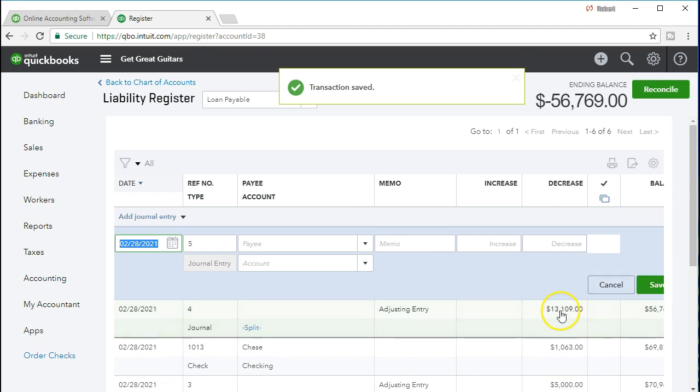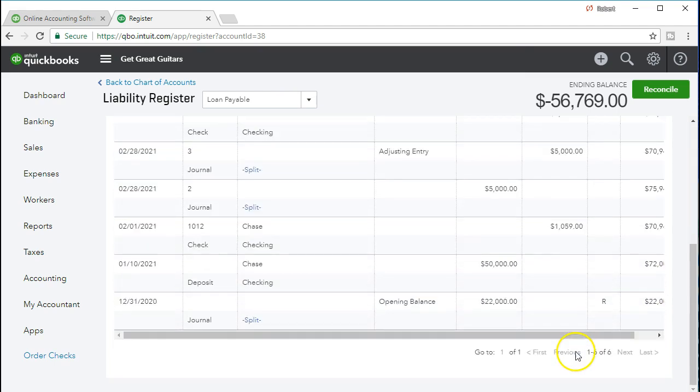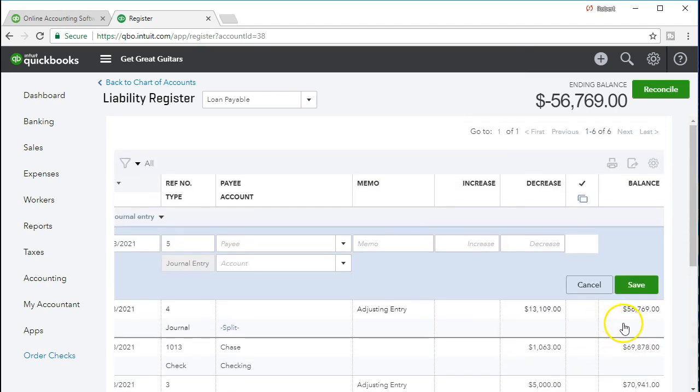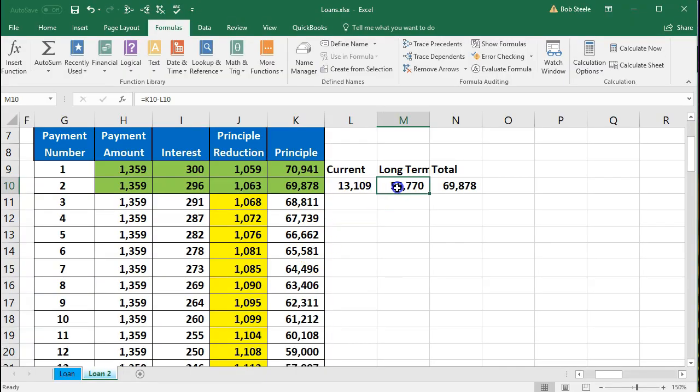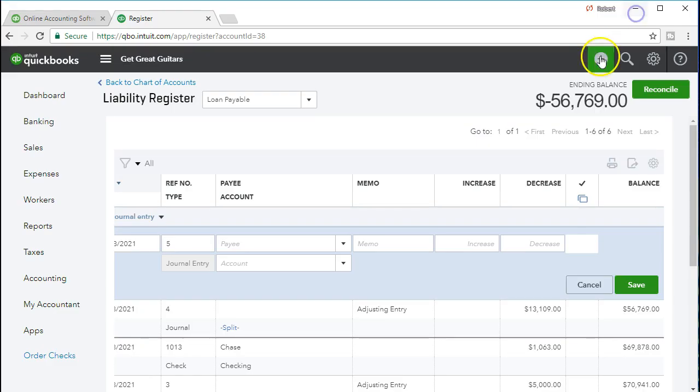And then once we do, we see the balance is 56 something over here. We can't really see the whole thing. 56,769. That is this balance. That's where we are at the end. So that's what we want. That looks good. Let's go to the current portion and check that out first in the register, then in the financials.